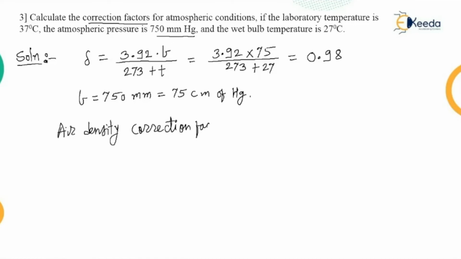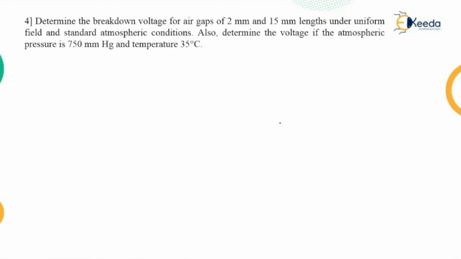Air density correction factor, which is equal to 0.98. Okay, so that's all with this numerical. Let us consider another numerical.